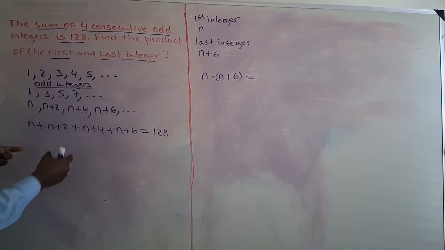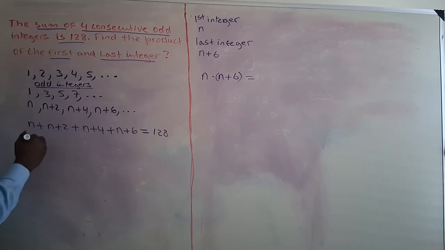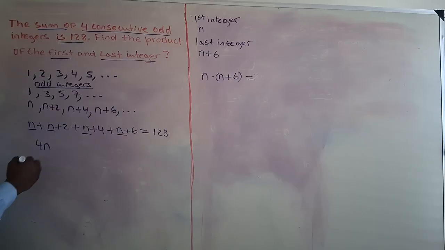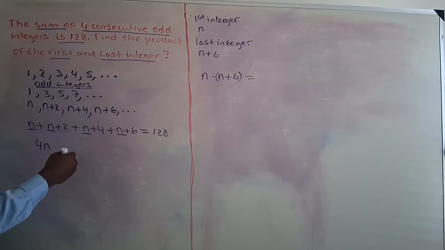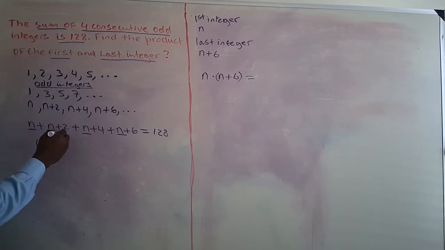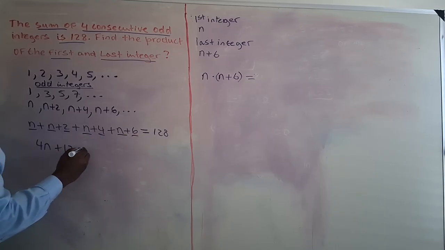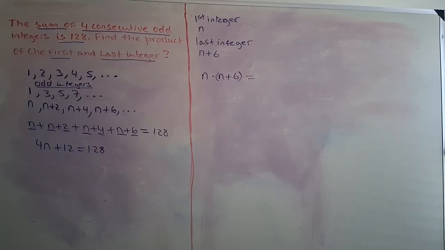So let's complete this. We have n plus n plus n plus n, that gives us 4n. Then we just add the variables together. Now we're gonna add the constants together. So we have 2 plus 4 plus 6 gives us 12. So 4n plus 12 equals 128.